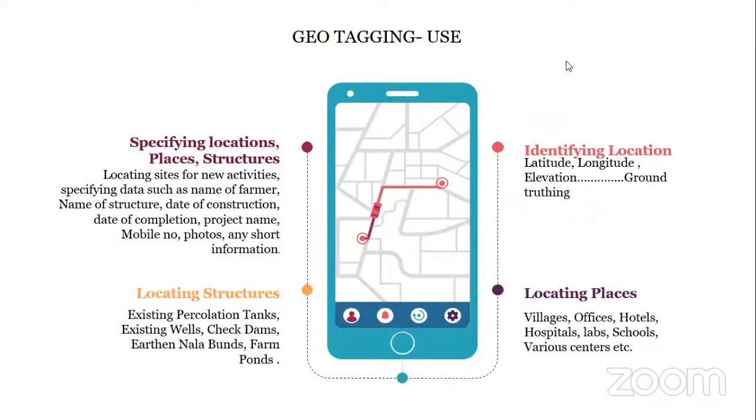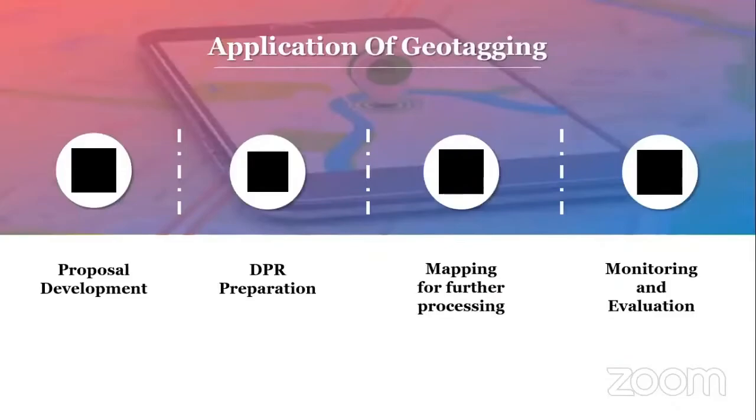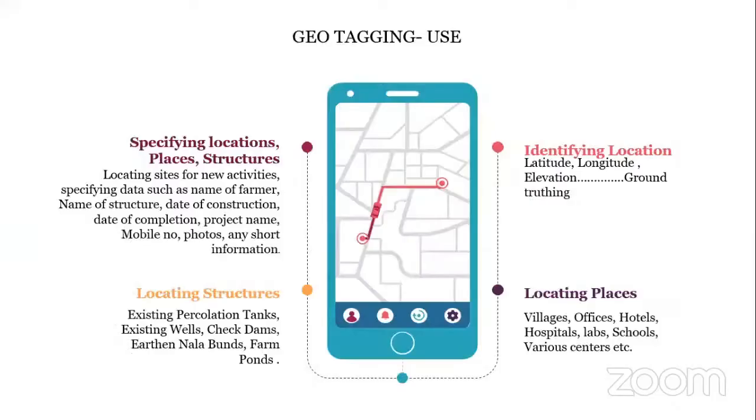Now, how is GPS location, GPS data, used? We know that there are 5 applications which have been mentioned. First, whenever a GPS location is taken, we get the idea about the latitude, the longitude, the elevation, and the ground truthing. So identifying location is one of the applications. Then locating places. We use this GPS data for locating places also.